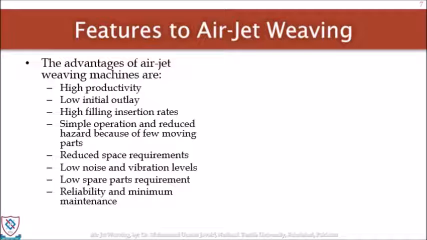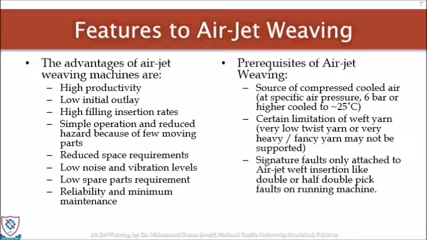For air jet weaving to work, we require some prerequisites. For example, the source of cooled air. Generally, the air consumed in the shed is at 6 bar for each machine. So we have to accommodate a pressure higher than 6 bar so that we can build pressure as the machine requires. And we also need it cooled down to an acceptable room temperature, that is almost 25 degrees centigrade.